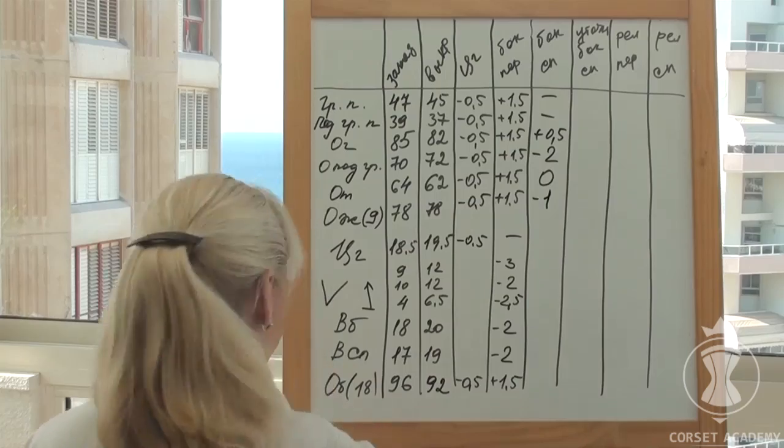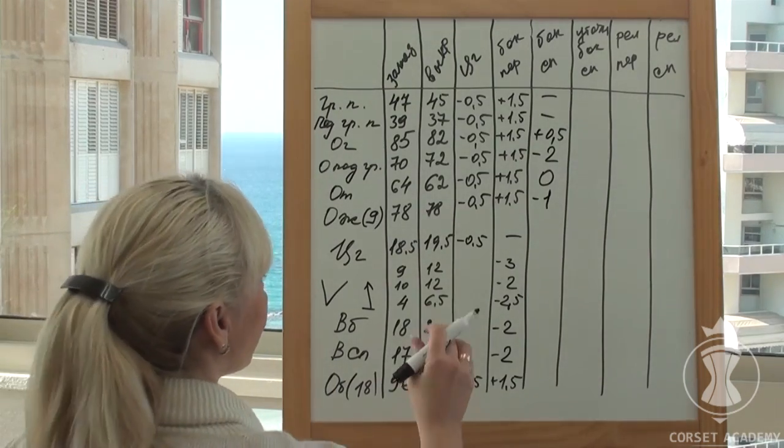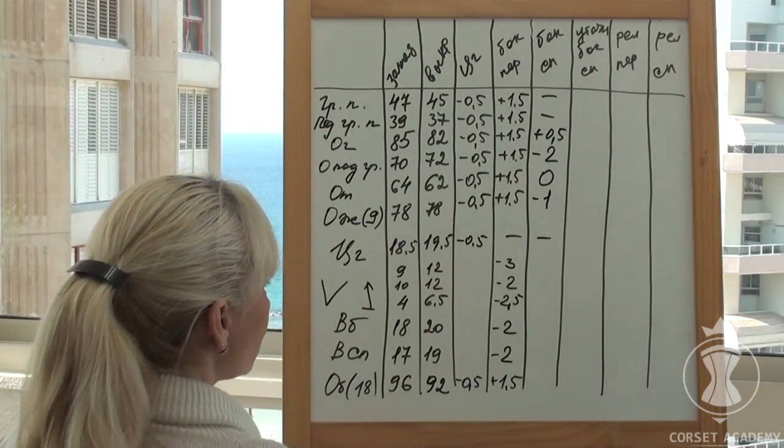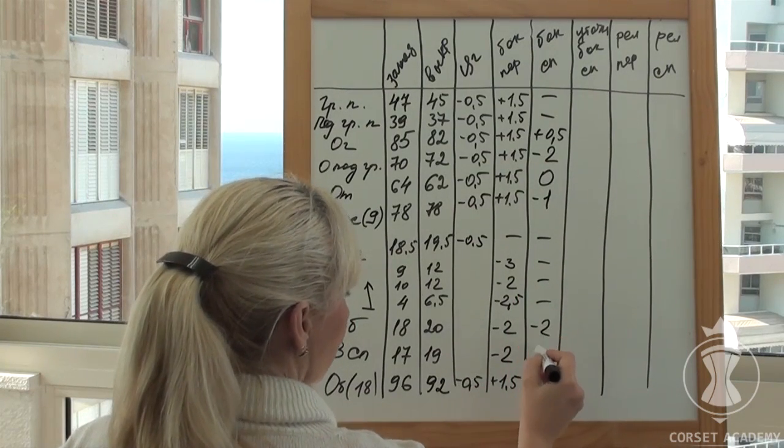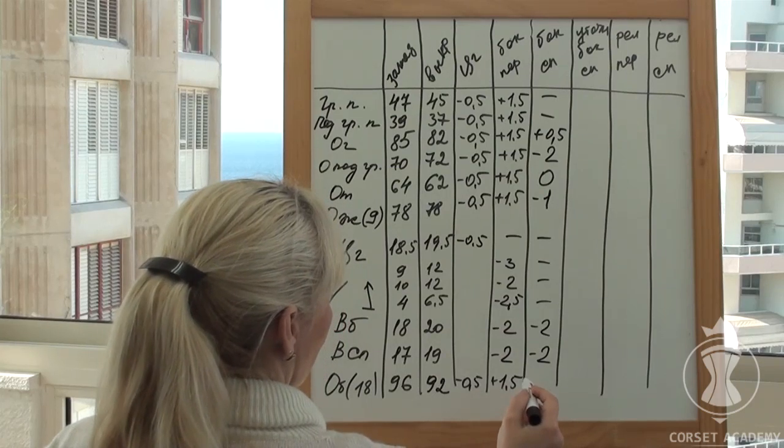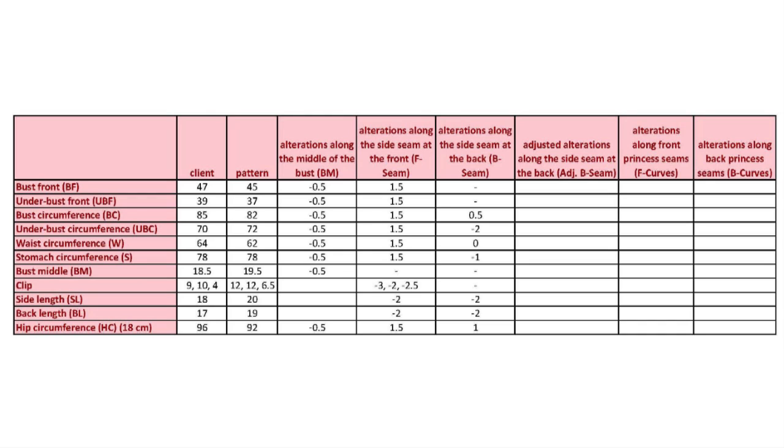Stomach circumference 9 centimeters below the waistline. The client's measurement coincides with that on the pattern, 78 centimeters. But we have already added 2 centimeters, 1 centimeter for each side, and it should be removed now. I write the value of -1 centimeter into the table, column 6, line 6. Bust middle, no alteration. Clip, no alteration. Side length, -2 centimeters. Back length, -2 centimeters.